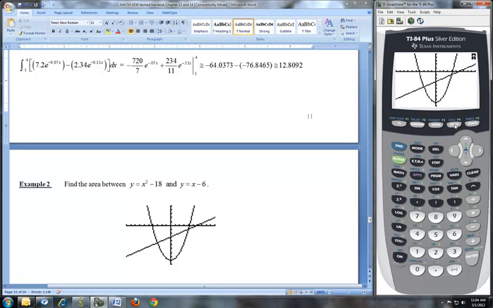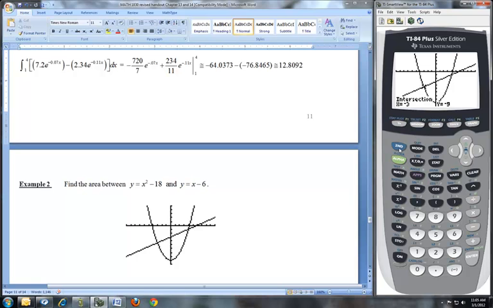So second, trace for the calc menu, number 5. I always go to my left first, so let me move it to where it looks like it's in the vicinity. And then I hit enter, enter, enter. Once you move it to the vicinity, you don't have to move the cursor again. So that first intersection, -3, -9.